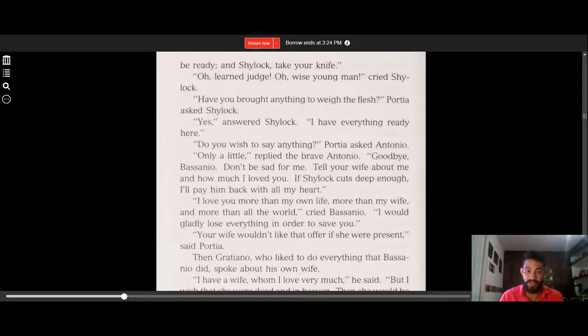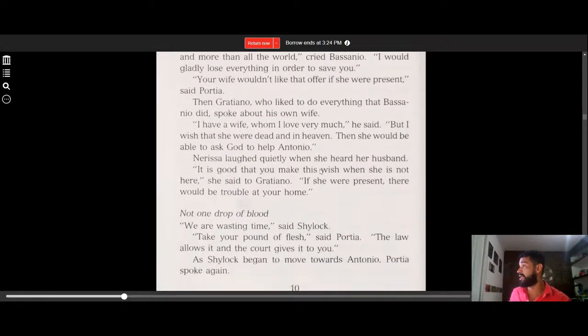Then Gratiano, who liked to do everything Bassanio did, spoke about his own wife. "I have a wife whom I love very much," he said. "But I wish that she were dead and in heaven. Then she would be able to ask God to help Antonio." Nerissa laughed quickly when she heard her husband. "It is good that you make this wish when she's not here," she said to Gratiano. "If she were present, there would be trouble at your home."